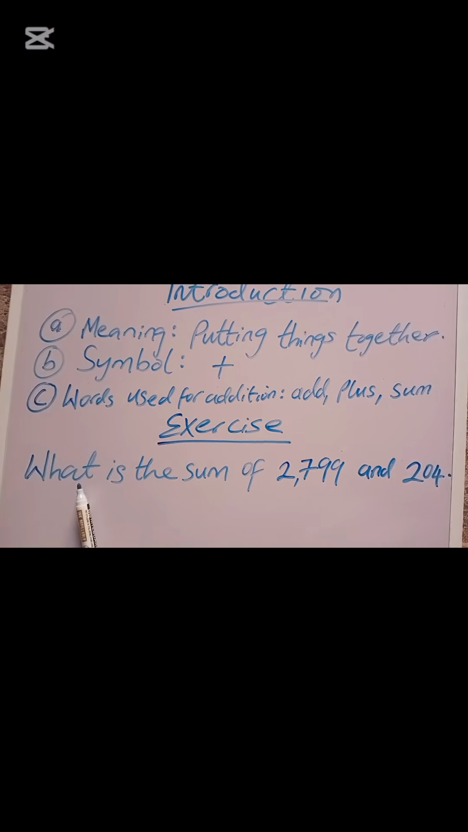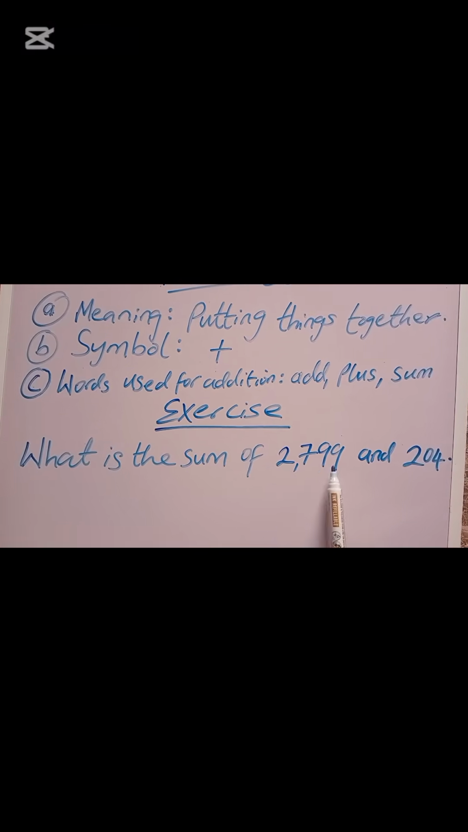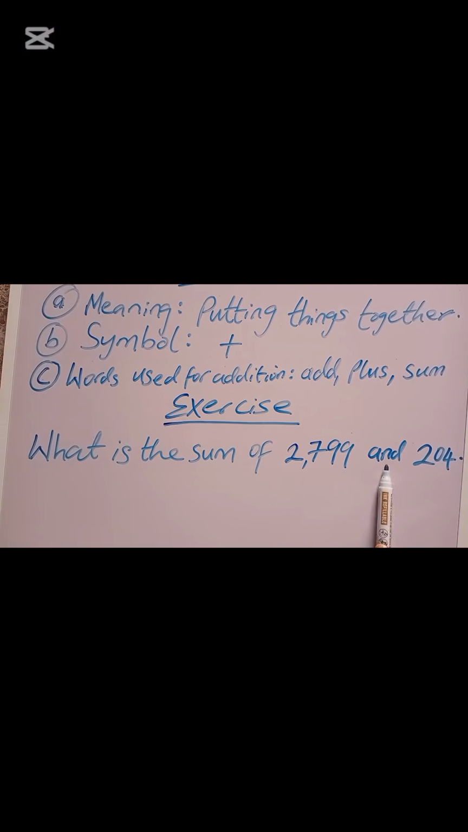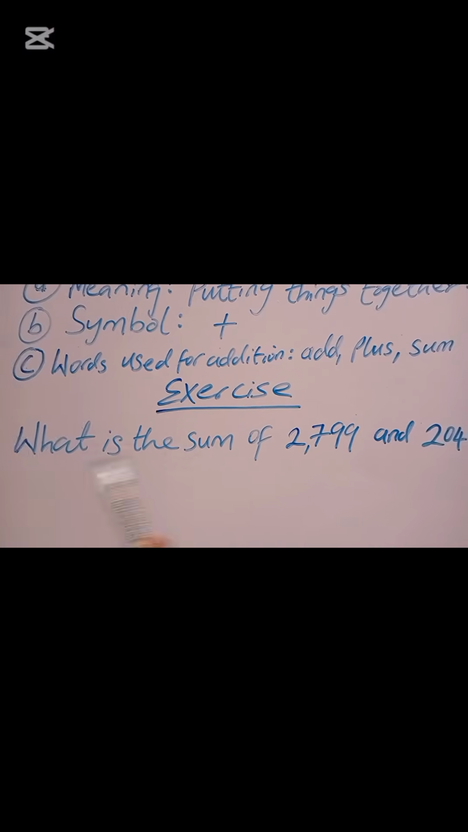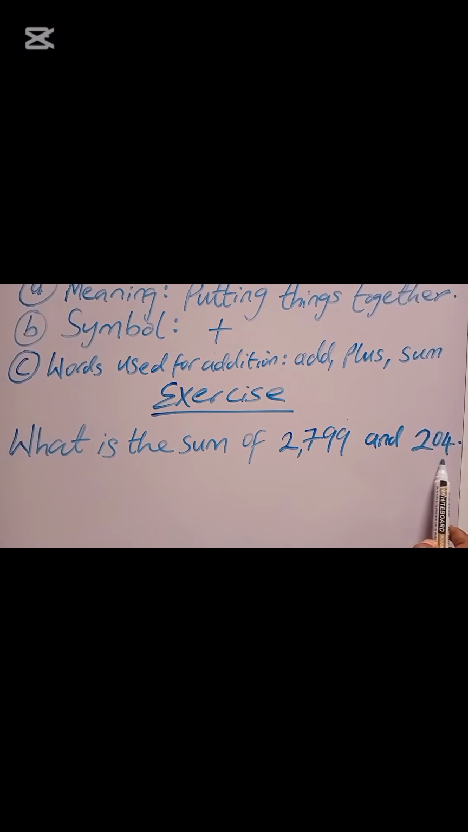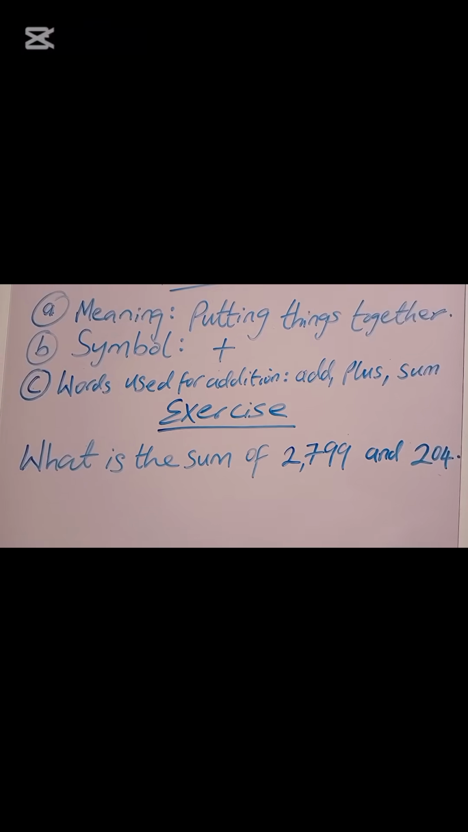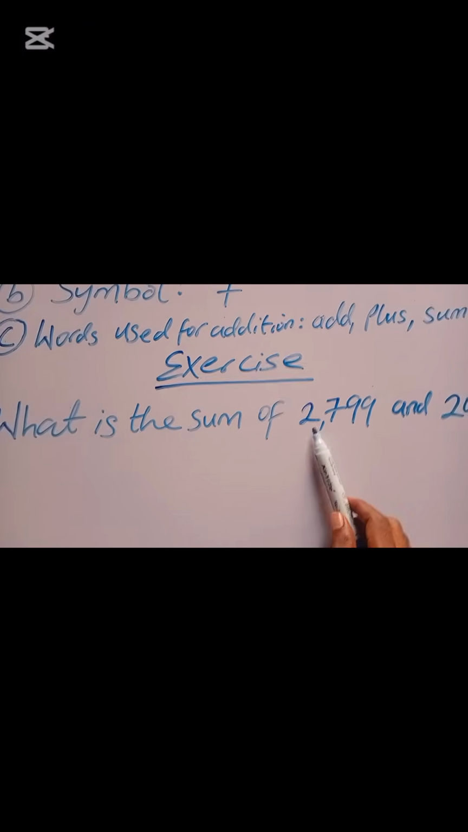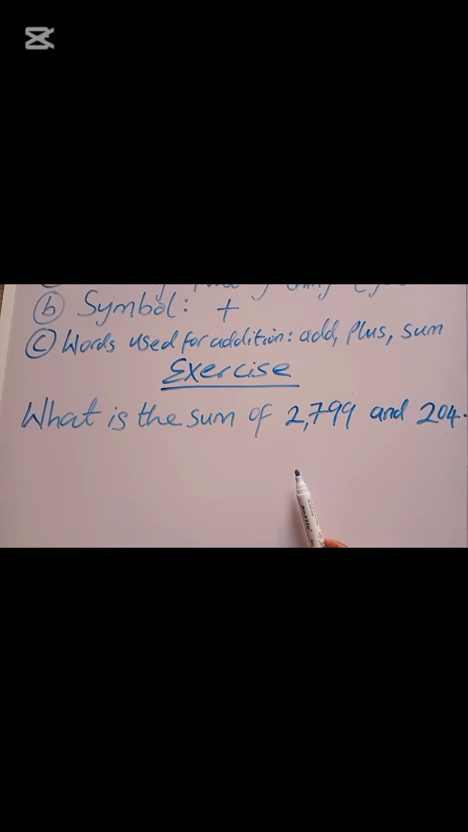First, what is the sum of 2,799 and 204? Here you are required to add these two numbers together. For you to do this, you need to look at the highest number. The highest number here is 2,799.